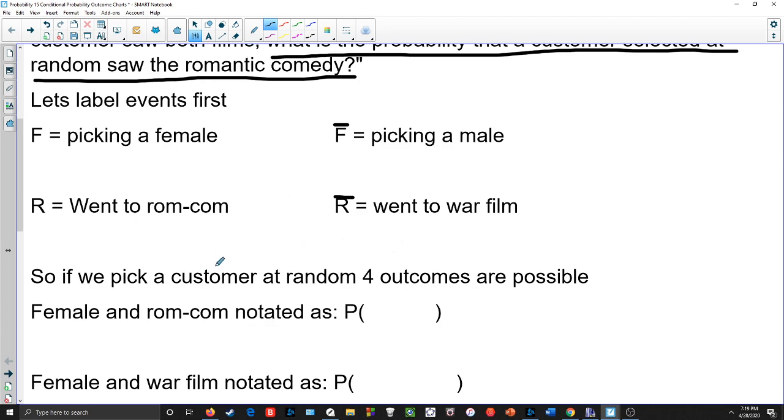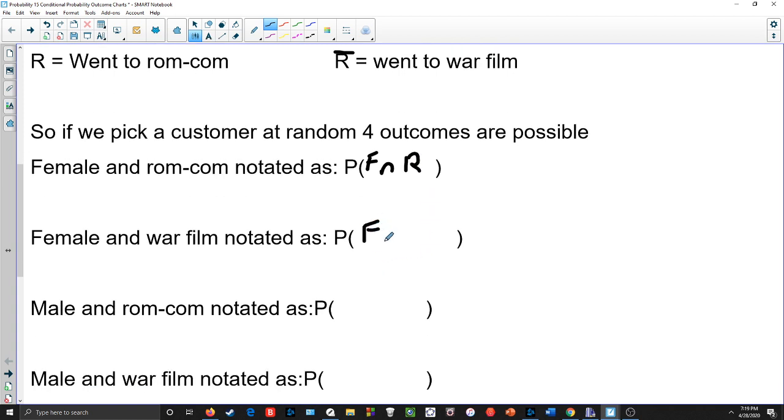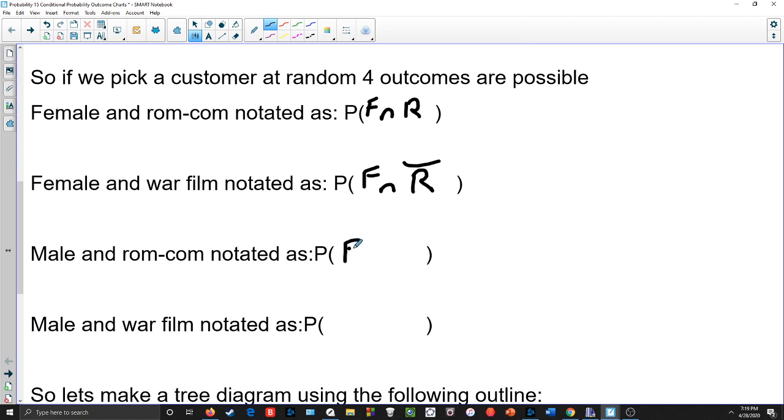So if we pick a customer at random, there are four possible outcomes. We can pick somebody who was female and saw the romantic comedy. That's one outcome. They can be female and saw the war film, or they could be male and saw the romantic comedy, or male and saw the war film. Those are the four possible outcomes in picking somebody. If we pick a person, they're going to fall into one of these four categories.